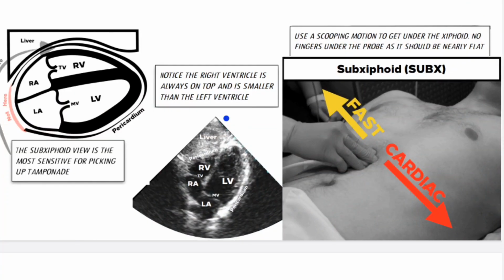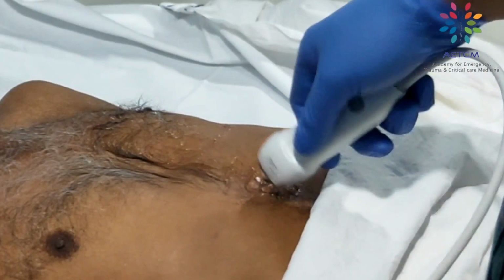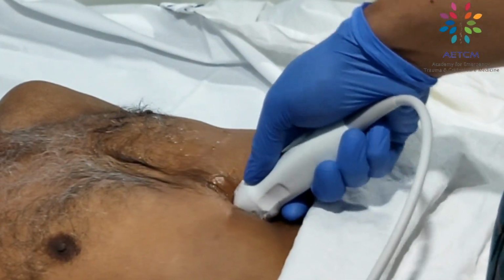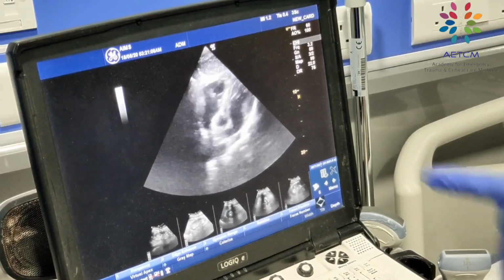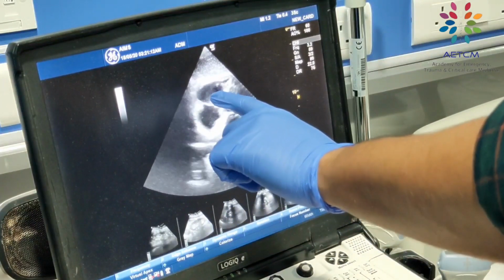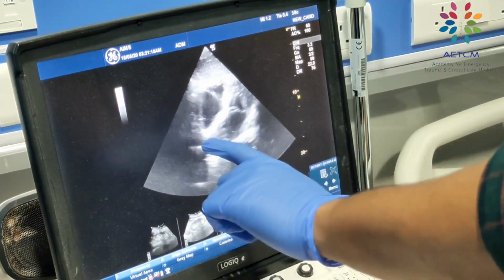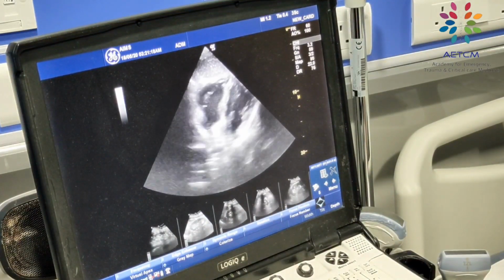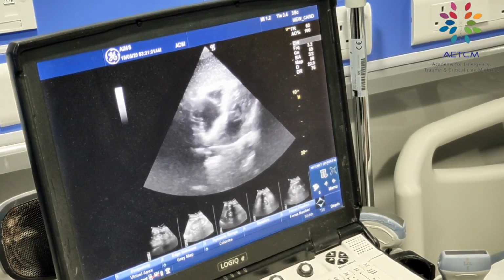This is the cardiac subxiphoid view. It's a mainstay of cardiac focus, it is commonly used during the FAST examination, and it is more sensitive for pericardial fluid detection. Keep the pointer directed towards the right side and use a scooping motion to get under the xiphoid. Here we can see that this is the right ventricle and this is the left ventricle, and this is the right atrium and this is the left atrium. Notice that the right ventricle is always on top and is smaller than the left ventricle.